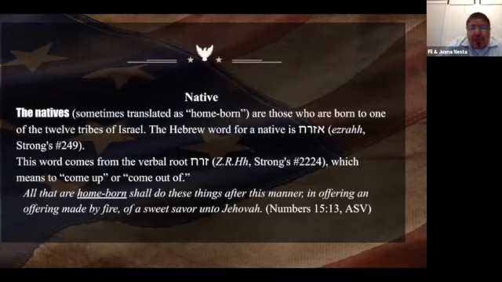The Hebrew word for native, like I said, is ezrach. And this word comes from the verbal root zarach, which means to come up or come out of. So in Numbers 15:13, all that are homeborn shall do these things after this manner, in offering an offering made by fire of sweet savor unto Jehovah. So homeborn were born from these 12 tribes, and they had a specific law, which was the Torah.